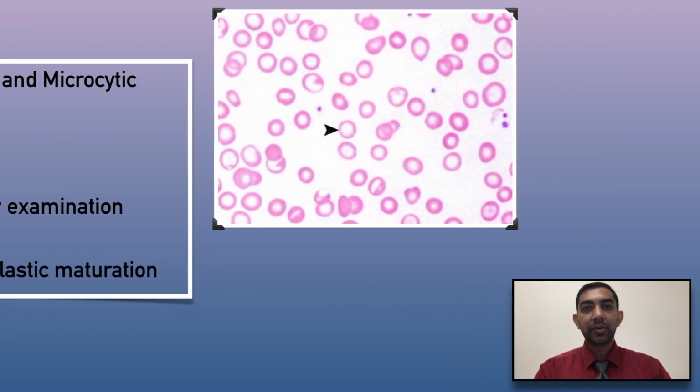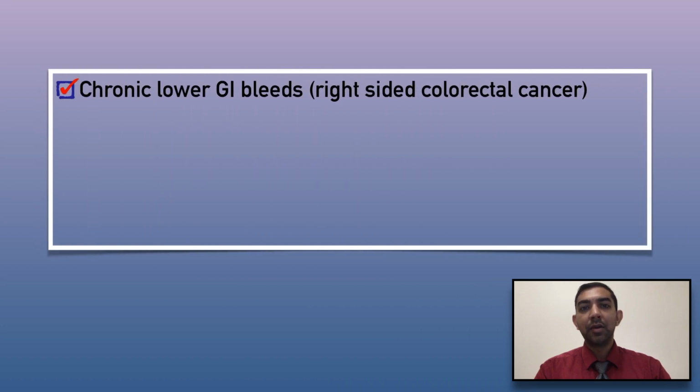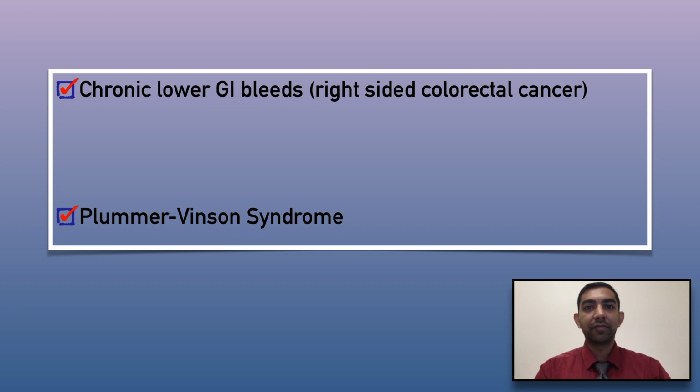An important concept related to iron deficiency anemia is that iron deficiency anemia is a common presentation of chronic lower gastrointestinal bleeds. Now, this could be one case where a patient has right-sided colorectal cancer or angiodysplasia. In males and in postmenopausal women presenting with iron deficiency, a gastrointestinal workup like gastroscopy and colonoscopy is always done. Another related concept is a syndrome called Plummer-Vinson syndrome. Now, this comprises features of iron deficiency along with esophageal dysphagia, glossitis, and stomatitis.